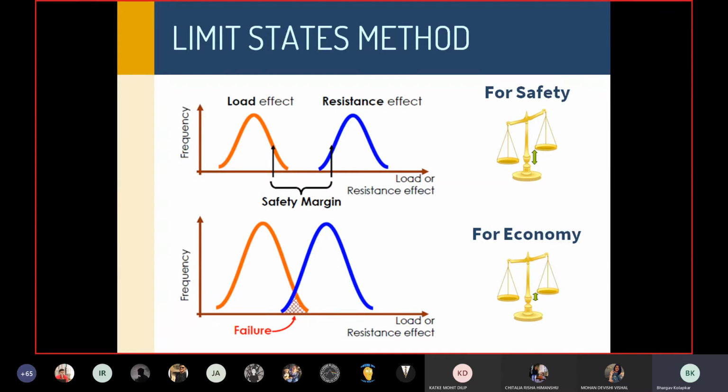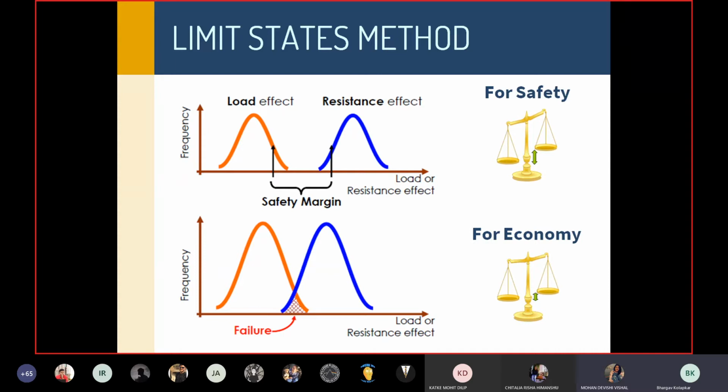If you are aiming for 100% safety, or a 0% probability of failure, you're going to need much thicker columns, deeper slabs and deeper beams, and the structure is going to be heavier and uneconomical. So what we are trying to do is achieve economy by setting a certain standard for how safe the structure should be.